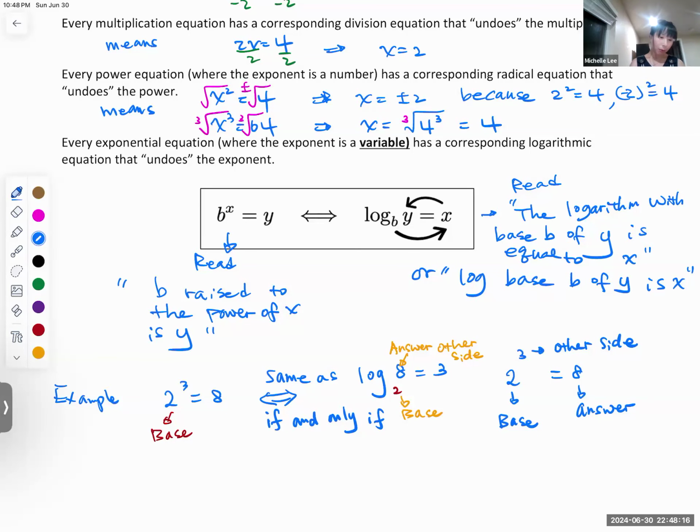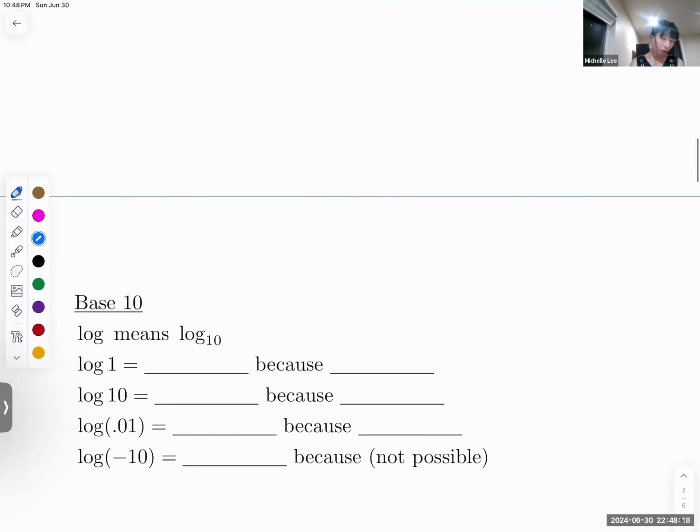Now, we have a base 10 here. So we don't see any base. That means base 10. Log means log base 10, right? Base. Okay, so let's answer this one. Log 1 is equal to 0 because we don't see the base. That means base 10. So 10 to the other side will be the power, right?